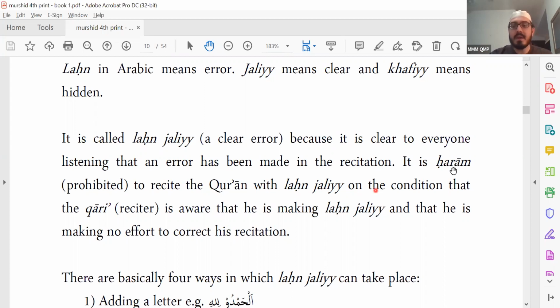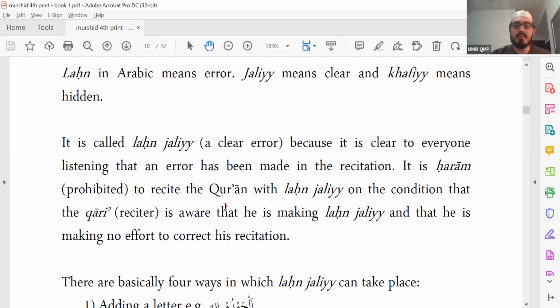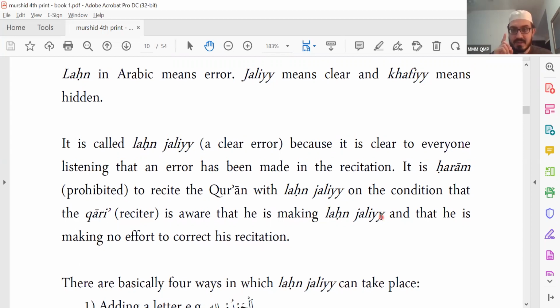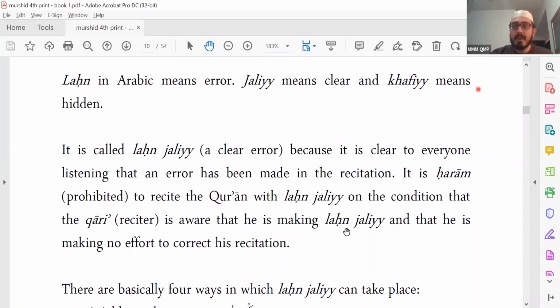What's the ruling? It's haram, it's prohibited to recite the Quran with lahan jali on the condition, there's a condition, that the qari is aware that he or she is making lahan jali and is making no effort to correct his or her recitation. So very important that, let's say someone is trying to recite the Quran, they're trying to get better, right? But they're making mistakes. Then, will they be sinful or not? Then obviously, if they're trying, they're making an effort, inshallah, it's hoped that they will not get sin for it. But let's say this refers to someone who doesn't care, okay?